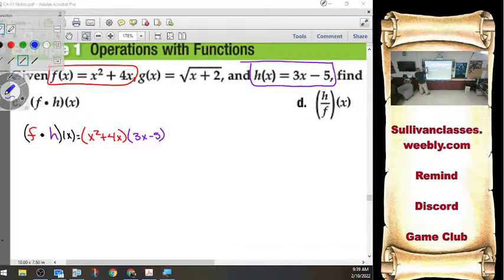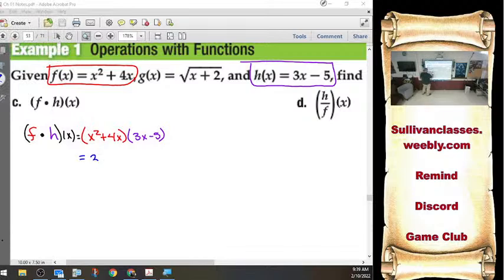Okay? And then clean it up. That's 3x to the third, negative 5x squared, plus 12x squared, plus 7x squared, minus 20x. Oh, and its domain. Do I see any problems about it? So, the domain. Do I have any x's on the denominator? Do I have any even radicals? Do I have any logarithms? So its domain is all real numbers.